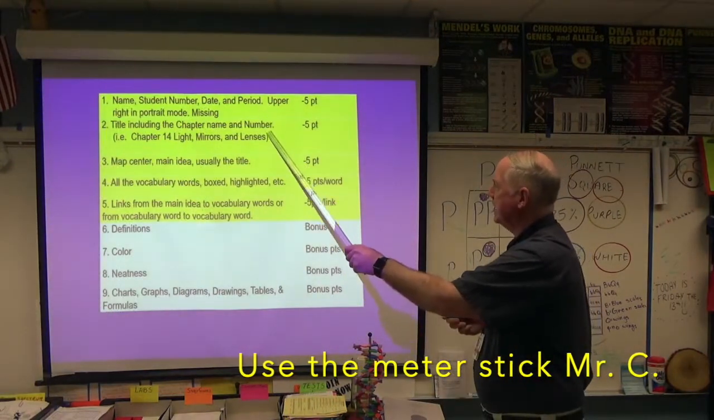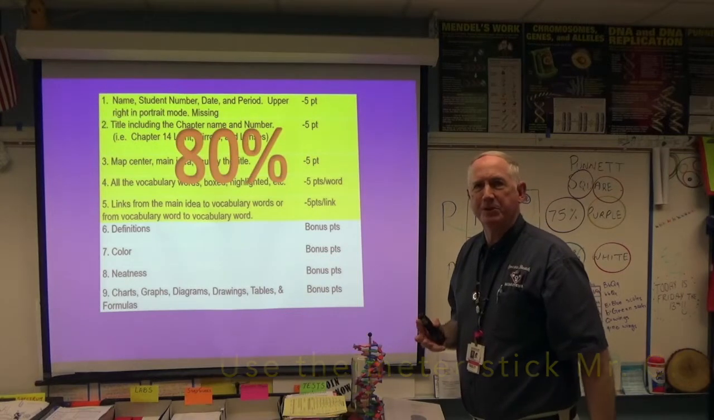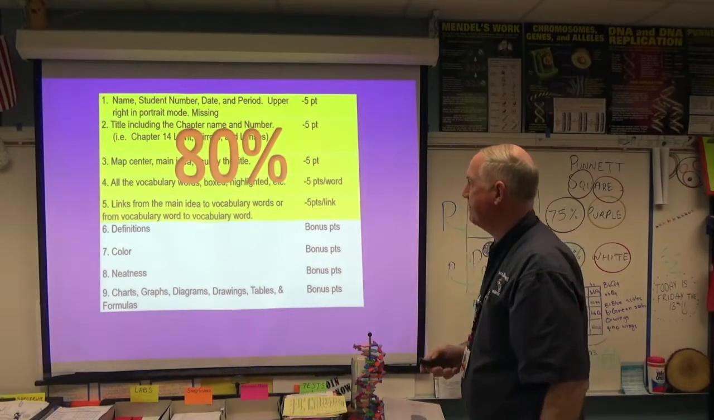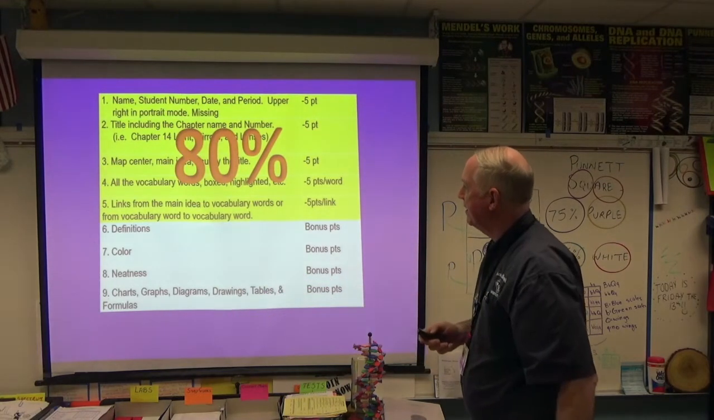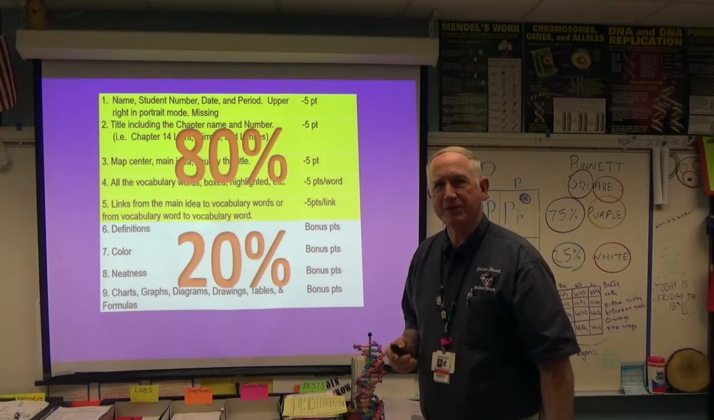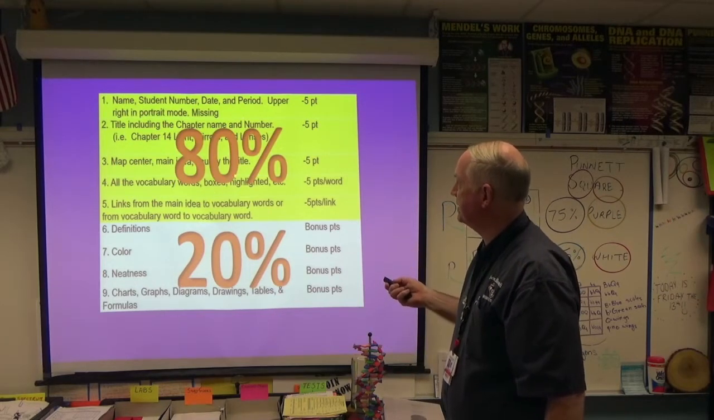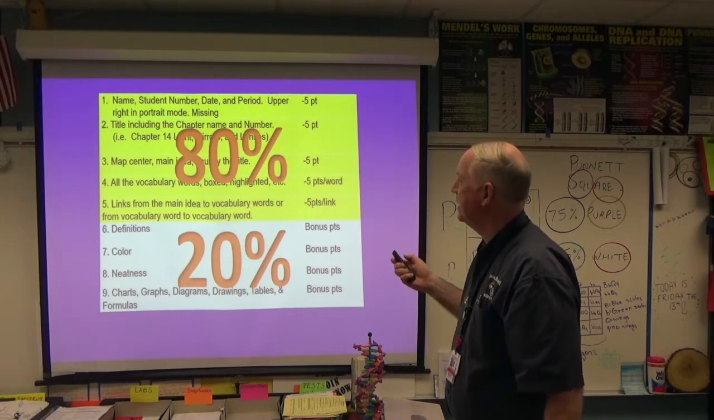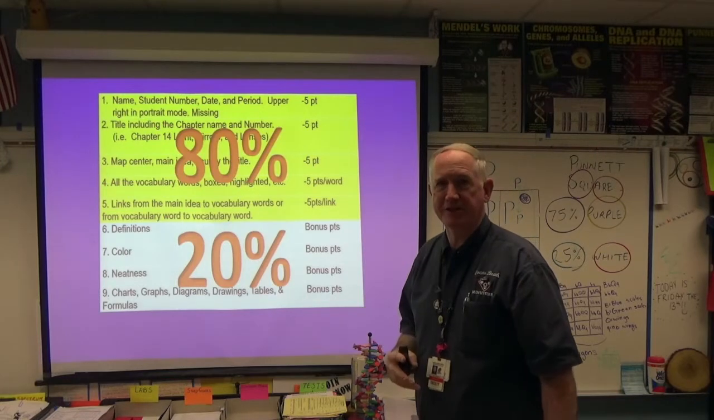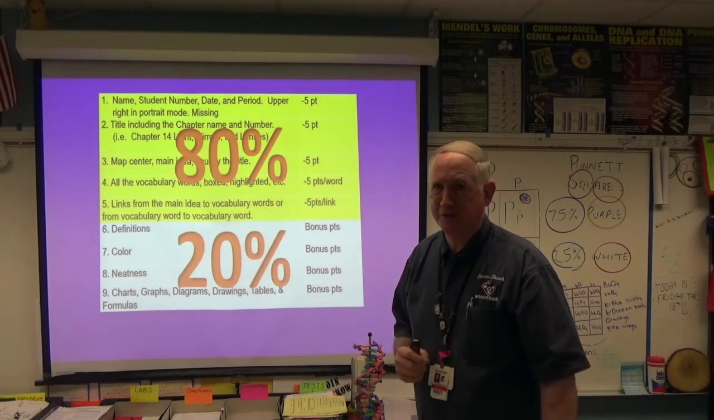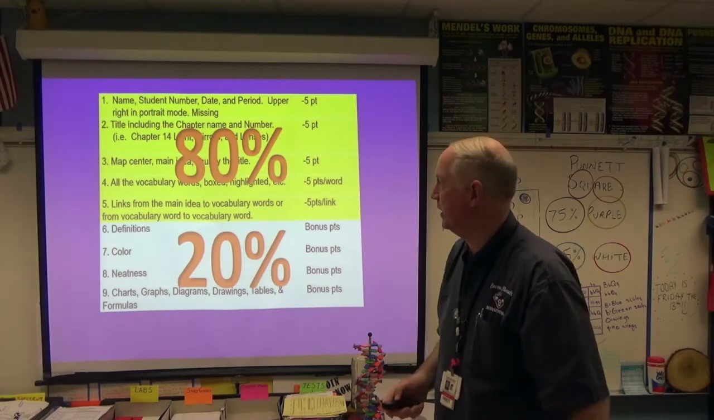Note the ones that I've highlighted in yellow here. Those will give you up to 80% on your concept map. These extras down here, definitions, color, neatness, that's where the other 20% comes from. So if you just want an 80%, you can do this minimum. If you want to get above an 80%, you're going to have to add some of the extras. No more 110, 105s. 100 will be the highest grade because it is your test at this point.